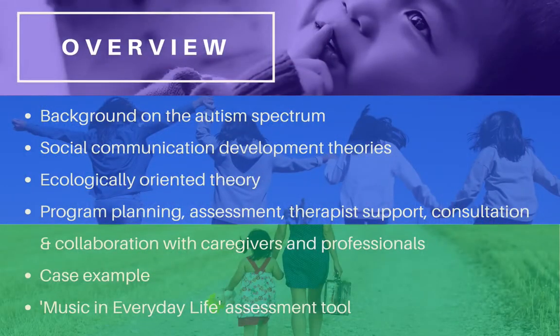In this tutorial, I'll firstly take you through some background information about the autism spectrum and theories of how to support social communication development. Next, I'll explain how ecologically oriented theories inform my work in this area and present a way to approach program planning from assessment through to intense therapist support, through to consultation and collaboration with other caregivers and professionals. I'll then provide a detailed case example to highlight some of the key concepts described. And then finally, I'll introduce an assessment tool for engaging with parents called the Music in Everyday Life, or MEL, assessment.